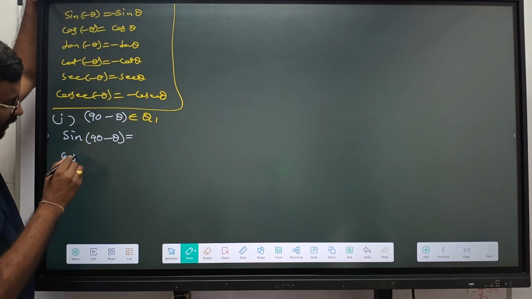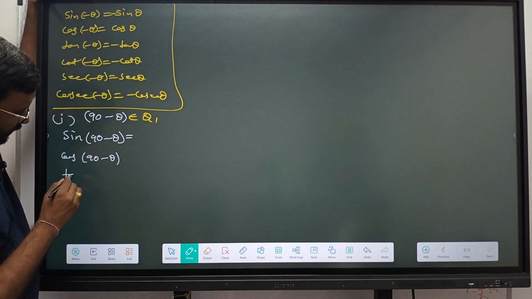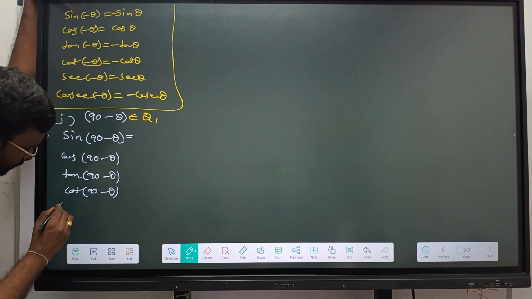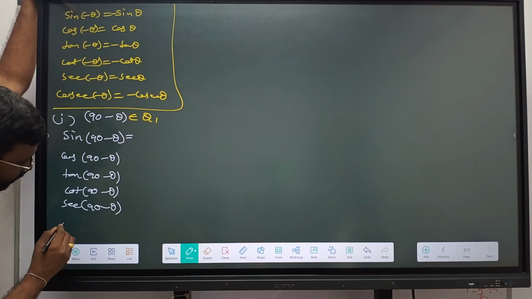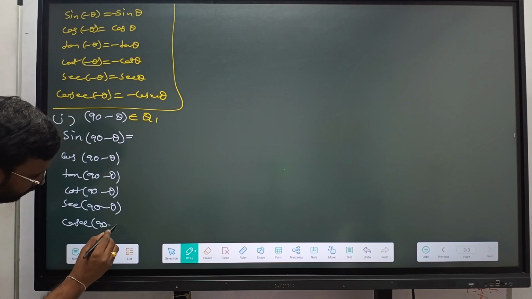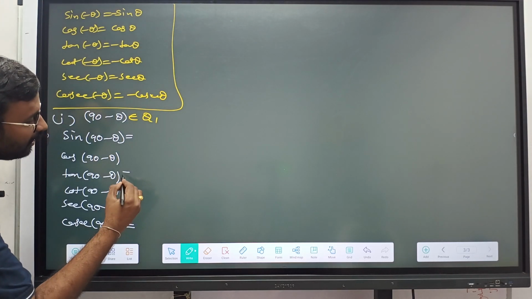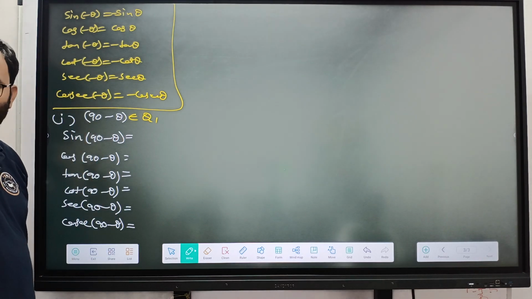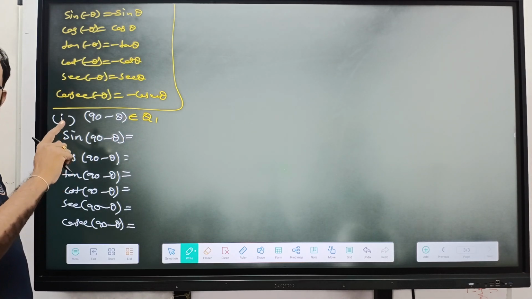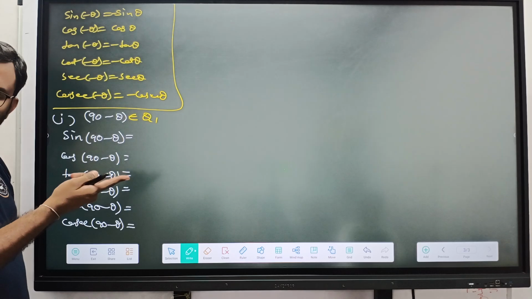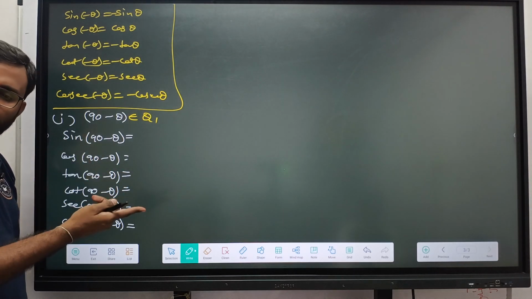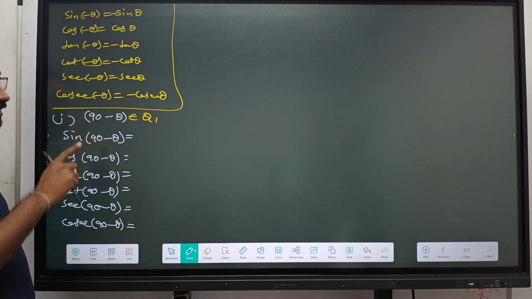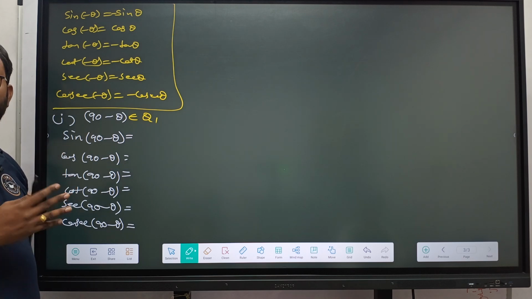So cos 90 minus theta, tan 90 minus theta, cot 90 minus theta, secant 90 minus theta, cosecant 90 minus theta, all are positive. You will not get any ratio negative. For 90, ratio will change. Sine will change. Cos, tan, cot, secant, cosecant, all are positive. For 90 minus, that is what we learned: quadrant one, all are positive.